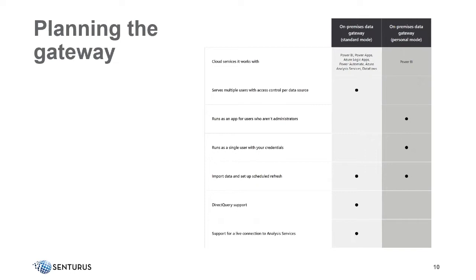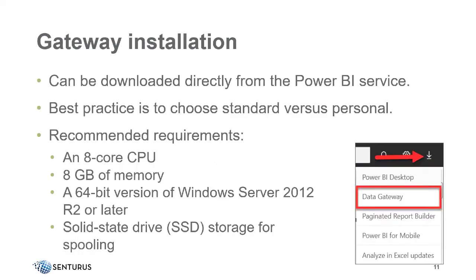Okay. What about my minimum requirements, you say? First off, where can you get this? You can get it directly from the Power BI service. I'll show you that when I start the demo. Again, I've stressed it already. I'm going to stress it again. Choose standard over personal. Here are the minimum or the recommended requirements. 8-core CPU, 8 gig of memory, Windows Server 2012 R2 or later, and an SSD drive to spool this.